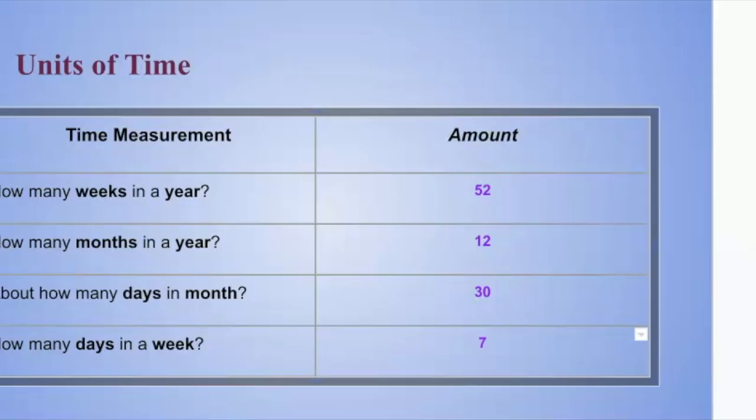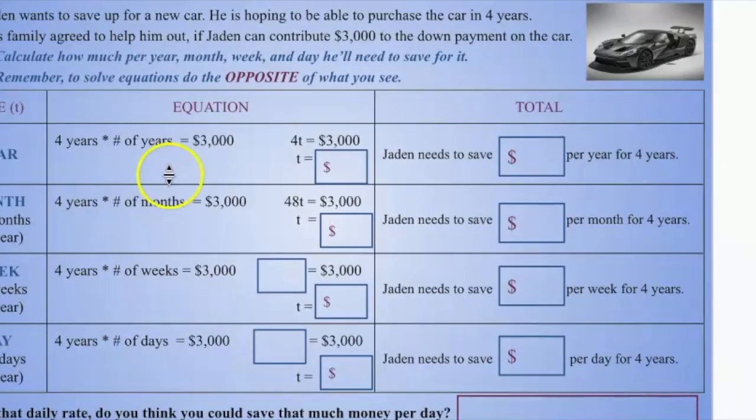If you're at home on your own, you can do slide 5, but do 6 with me first. On slide 6, we have a question regarding a student named Jaden. Jaden wants to save up for a new car. He is hoping to be able to purchase a car in 4 years. His family agreed to help him out if Jaden can contribute $3,000 to the down payment on his car. So if he can come up with $3,000, they will help him pay the rest.